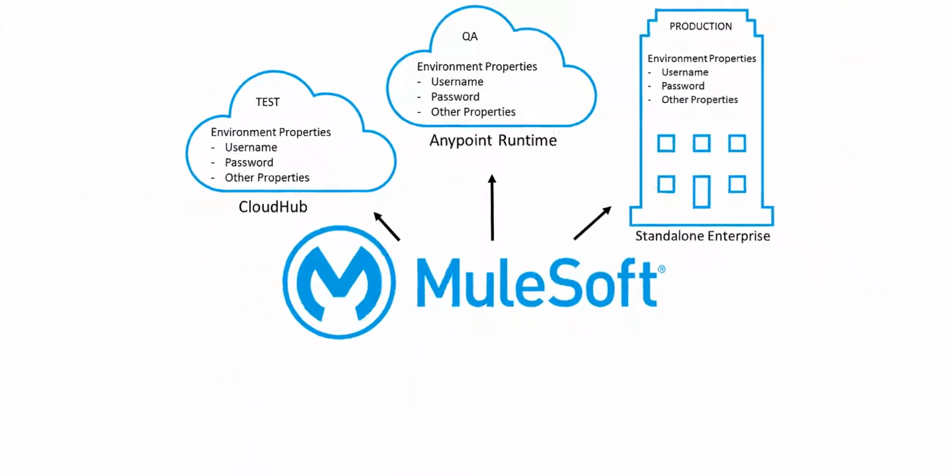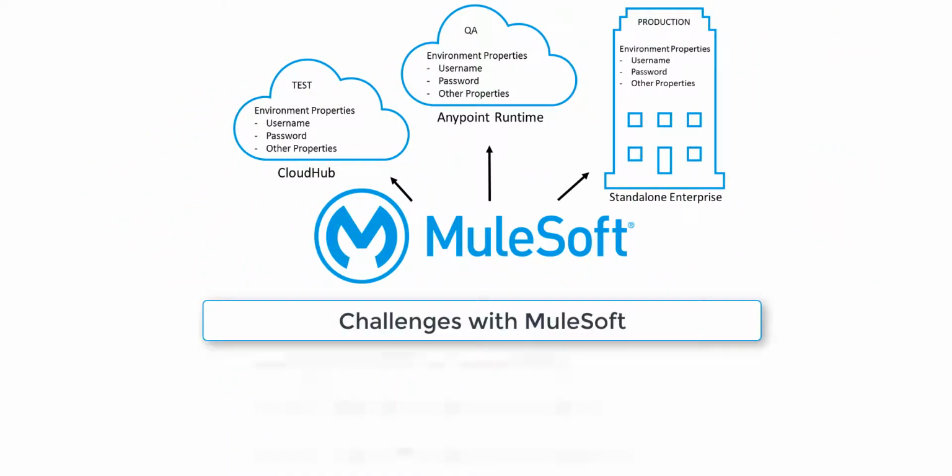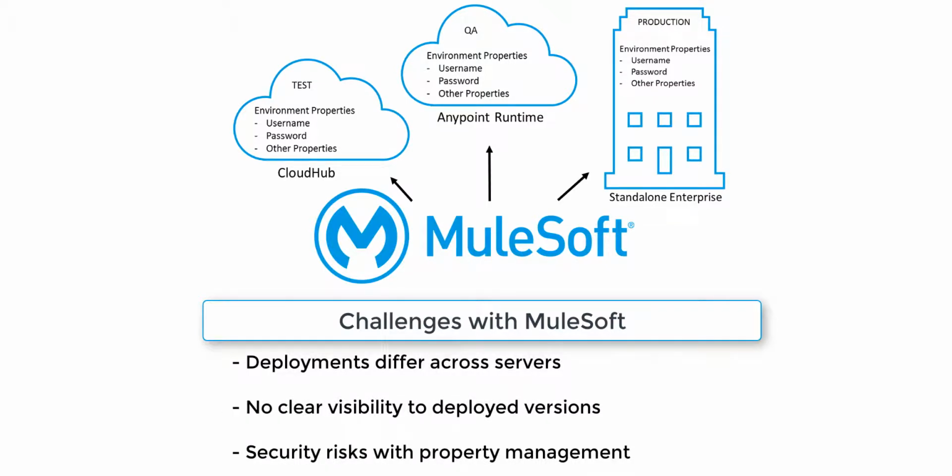When changing properties, it can be difficult to tell which applications need to be redeployed, and there isn't clear visibility into what has been deployed where, when, and by who. Securely managing properties is also challenging. For example, using property files or POM files can pose security risks.